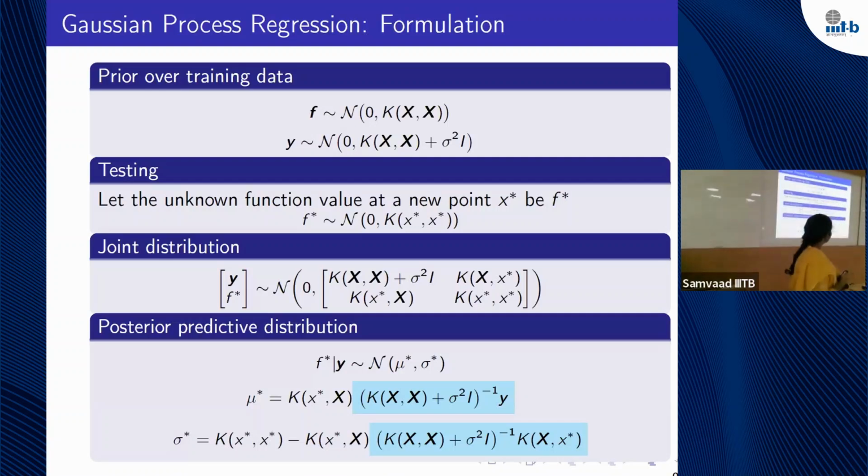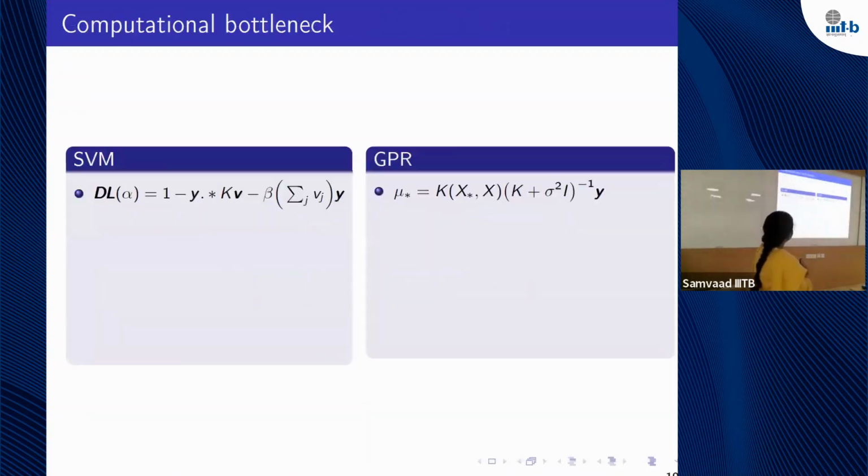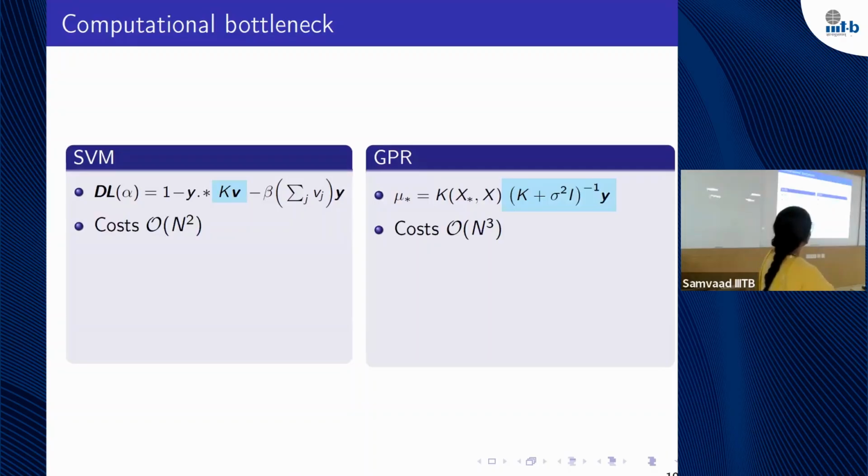So earlier in SVM, we had this Kv term, an n cross n matrix times v. That is an n square computation. And now in Gaussian process regression, we had mu star written out in this fashion, where you need to invert it and multiply it with y. So this again involves an n cube operation. In SVM, the highest complexity is coming from the matrix vector product, and here it's coming from the inversion. So this costs order n square, and this costs order n cube.